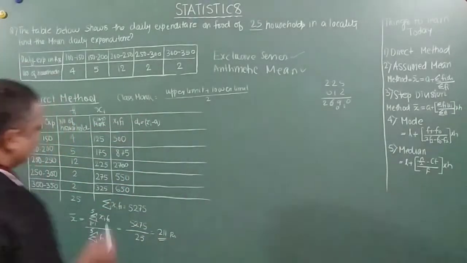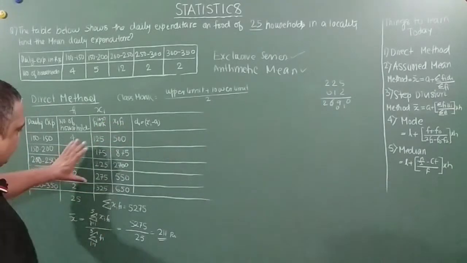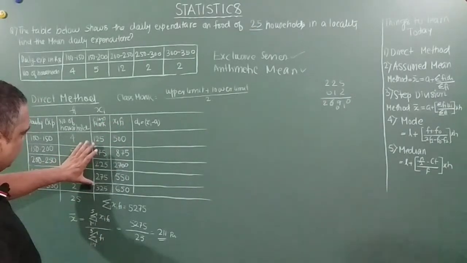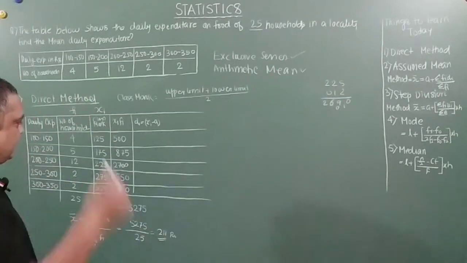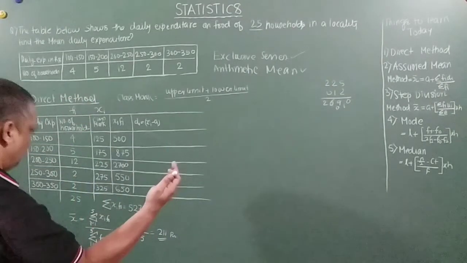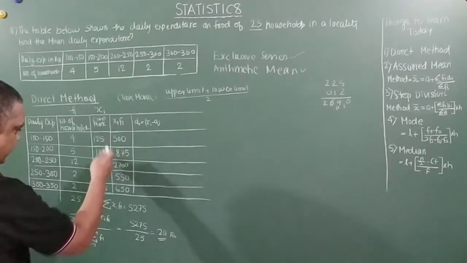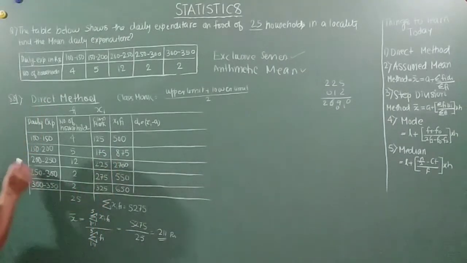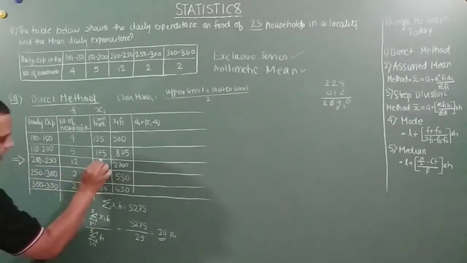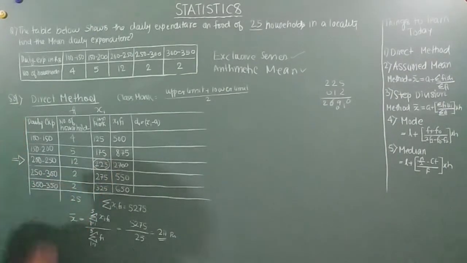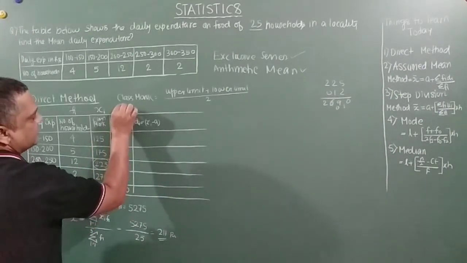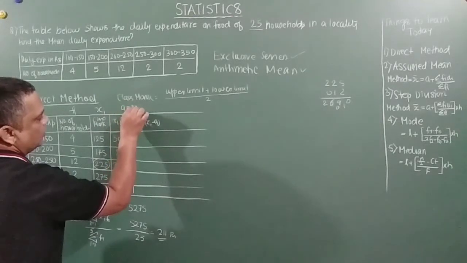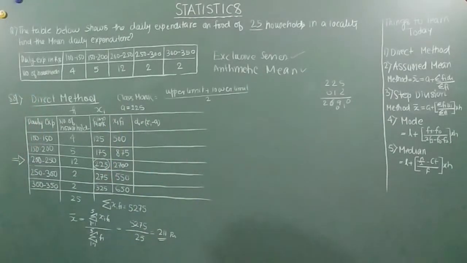So let us say this gap is how much, friends? Gap is equal to 200 divided by 2, that is 100. So 100 plus this, let us assume this value as the assumed mean, right? So a is equal to 225, right?